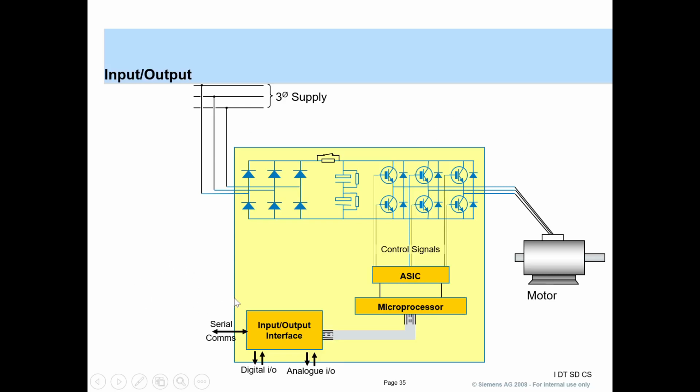When you have a push button, you send the on command through this IO interface to the microprocessor, and this processes your on command and starts firing the signals. Based on the speed that you have set, the firing pulses or the firing angles of these IGBTs are controlled in such a way so as to control the speed of the motor by varying the voltage or frequency.